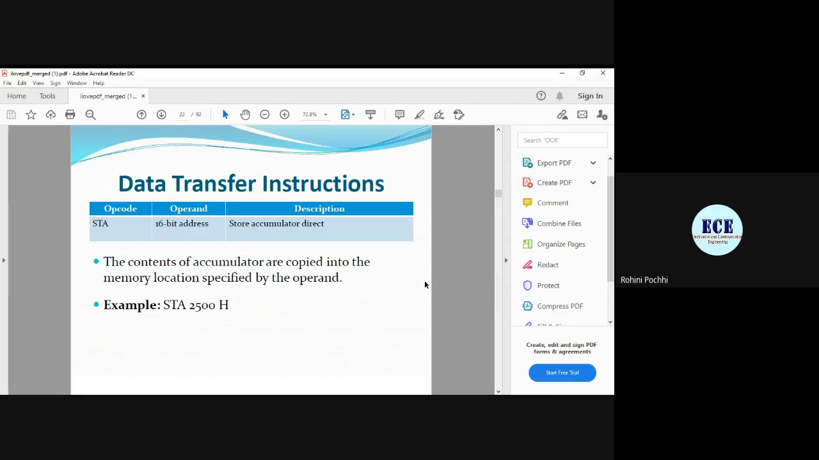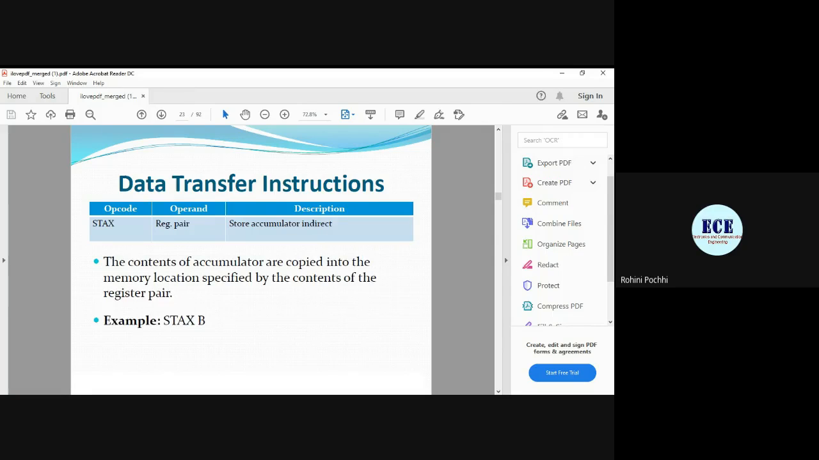Now the STA instruction stores the accumulator data directly. The content of the accumulator is copied into the memory location specified by the operand. Like STA 2500H is given, so the data which had been stored in the accumulator is directly copied from the accumulator to the memory location 2500H.